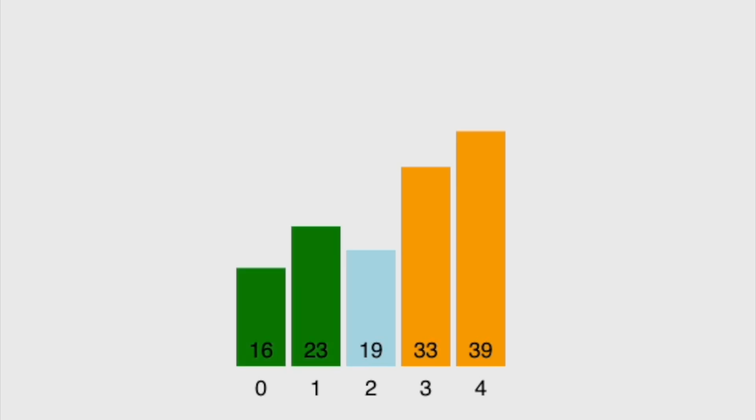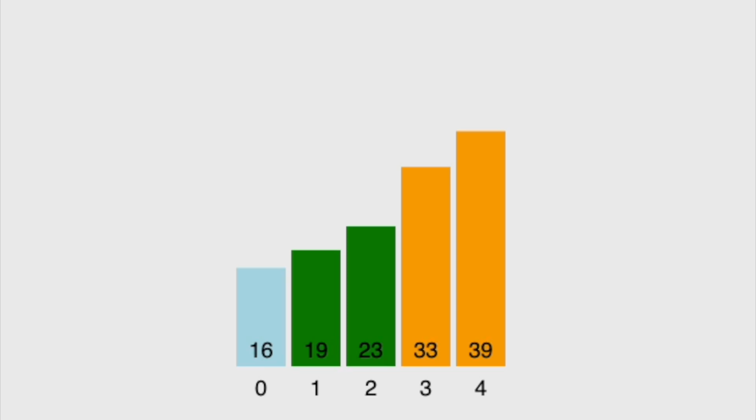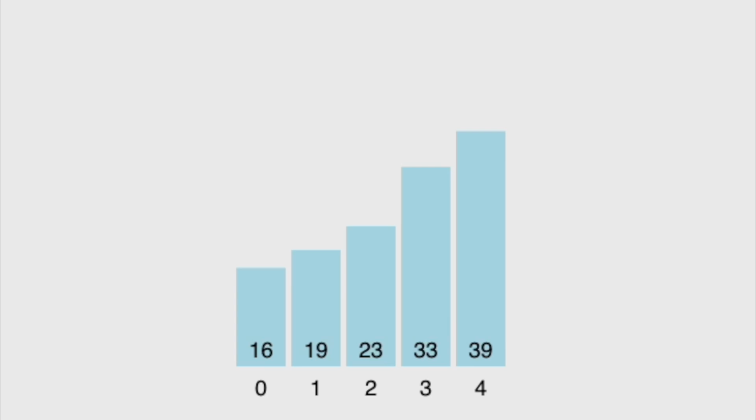16 and 23 are correct relative to each other, but 23 is bigger than 19, so we're going to swap those two elements, and now 23 is properly sorted. Now we look at 16 and 19. Those are also in the correct spots, so there's no swap, and now the entire array is fully sorted.